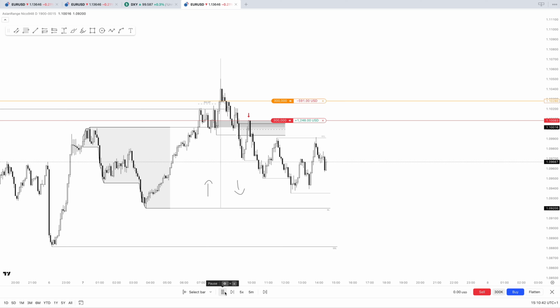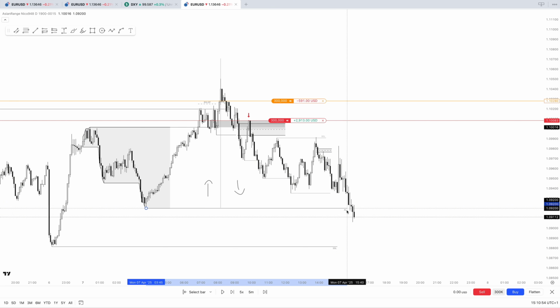We sweep that sell side liquidity, buy side liquidity, we get that imbalance. Price is rejecting that now, and it's on a pretty clear path to our DOL. We come back, sweep some liquidity, and continue to our Asia low. Nice. Now here is the important thing, right?